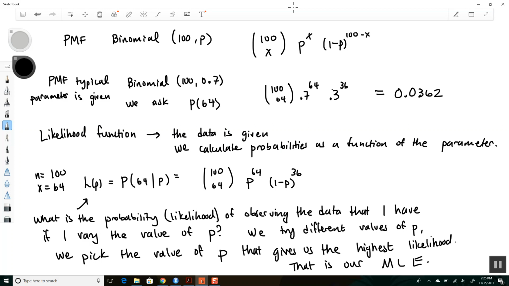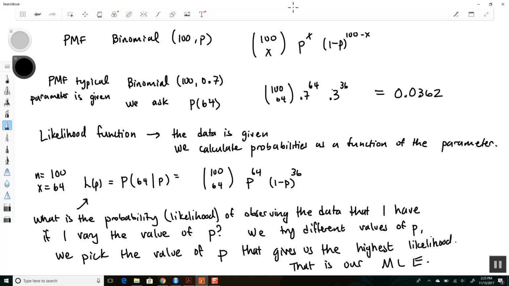One thing about likelihood functions is that if you integrate them, you're not going to get one. There's no requirement that the likelihood function integrate to 1. PDFs and PMFs have to sum or integrate to 1, but likelihood functions don't care. We're just saying, what different values of p can I try out?